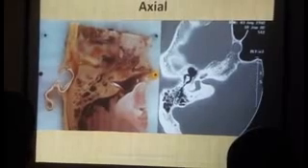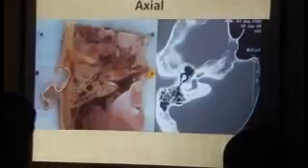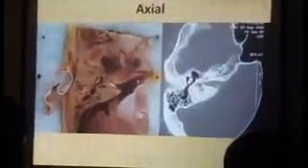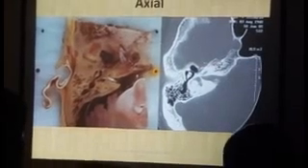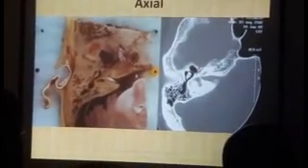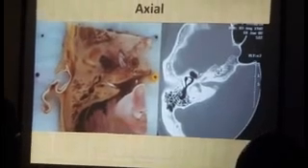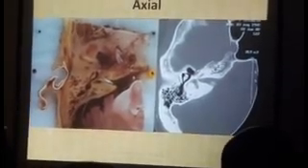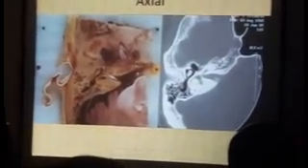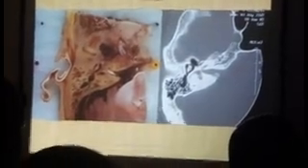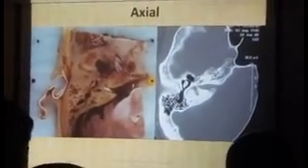Now from here onwards, I would like you to pay attention. I'll just go back to the scan and look at that. What is that structure there? Anyone please? That's the tympanic segment of the facial nerve. Can you make that out? That's the tympanic segment of the facial nerve.